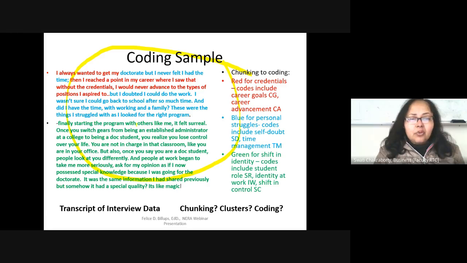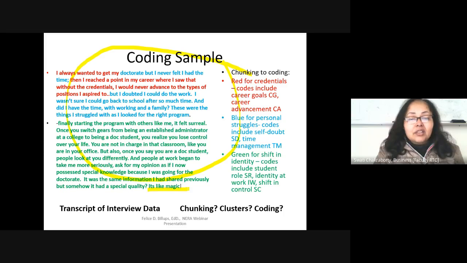Finally, starting the program with others like me, it felt surreal. Once you switch gears from being an established administrator at a college to being a doc student, you realize you lose control over your life. You're not in charge of the classroom like you are in the office, but also once you say you are a doc student, people look at you differently. And people at work begin to take you more seriously, ask you questions as if you now possess special knowledge. It was the same information I had shared previously, but somehow it had a special quality.